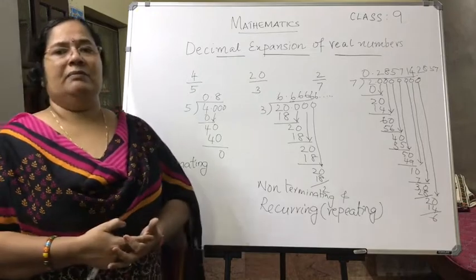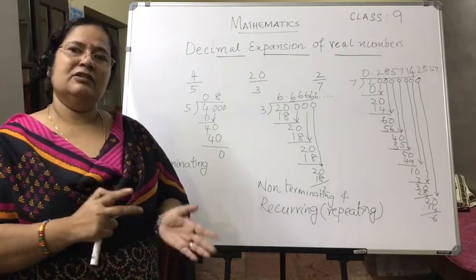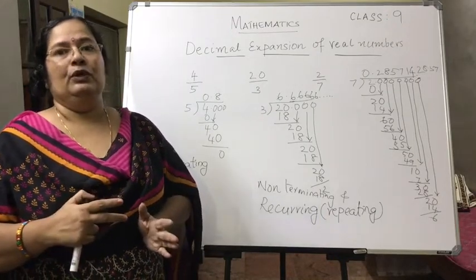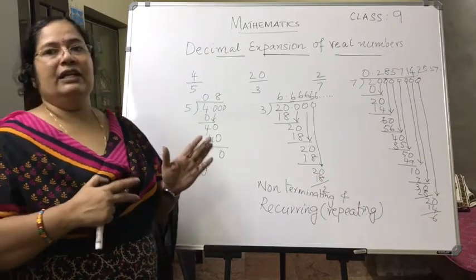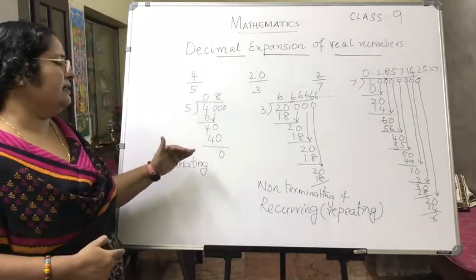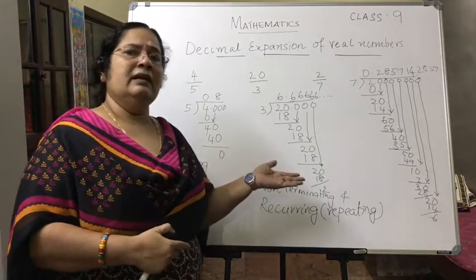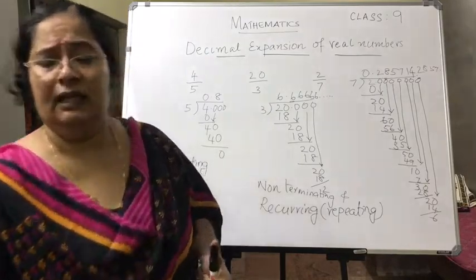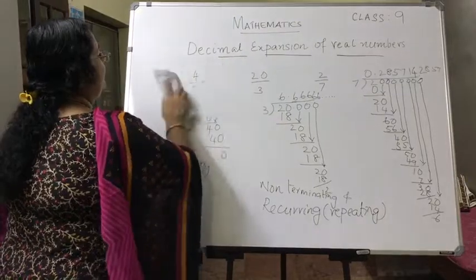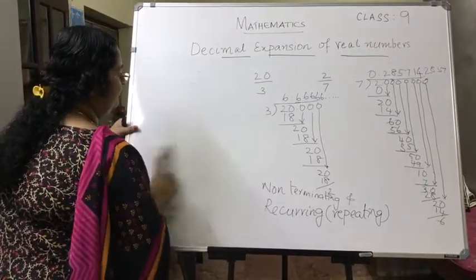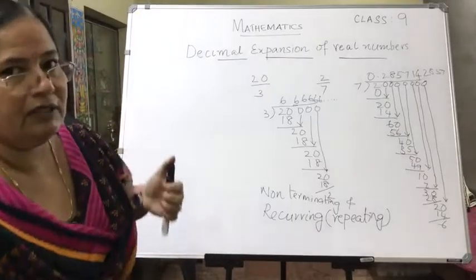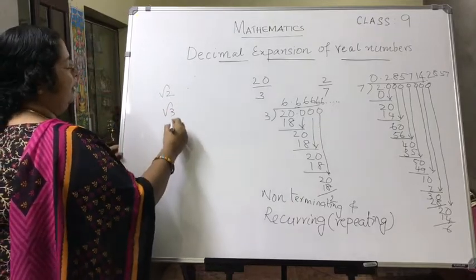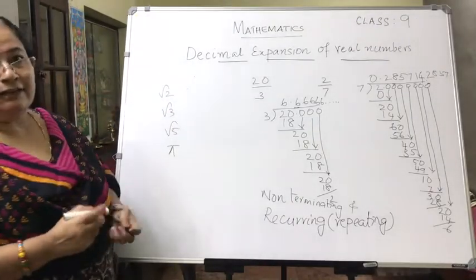Now what are irrational numbers? Irrational numbers, we have learned, are just the opposite of rational numbers: numbers which cannot be written in the form of p by q. Such numbers are called irrational numbers. So for rational numbers, the expansion is either terminating or non-terminating and recurring; for irrational numbers, it would be just the opposite of this. Let us take one or two examples. Can you give an example, just think of an irrational number. We have seen root 2 is an irrational number, root 3 is an irrational number, root 5, pi, all these are irrational numbers.